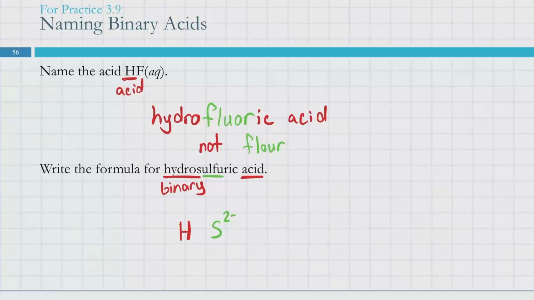If our hydrogen ions have 1 plus charge and our sulfide has a 2 minus charge, then that means that if we crisscross it, we need H2S. That would be our full formula for hydrosulfuric acid. Any questions about binary acids?